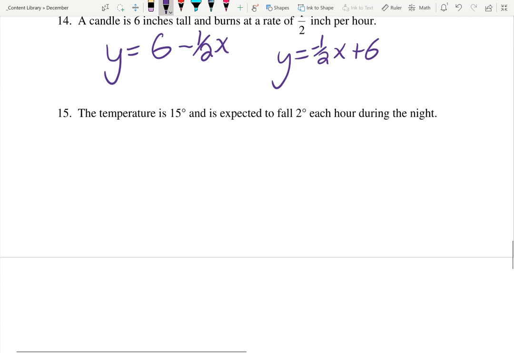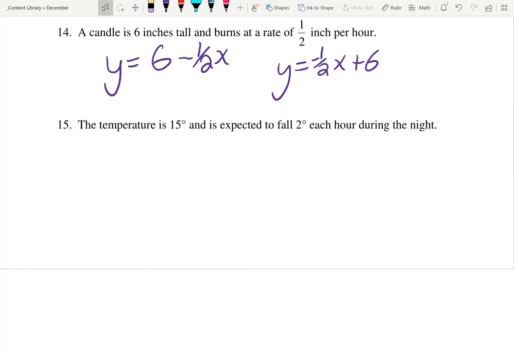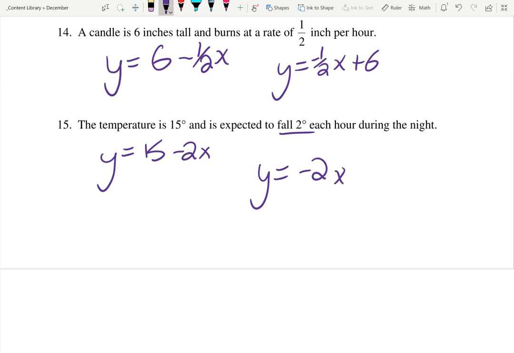That works as well. And then number 15, the temperature. Temperature is 15 degrees and is expected to fall 2 degrees each hour during the night. So again, we're decreasing. So if you write it like number 14, sort of use your instinct, right? You would say, hey, we're at 15, but then we subtract 2 every hour. So 15 minus 2x. 15 degrees now, and then subtract 2 every hour. Again, you can also write it the other way around, negative 2x plus 15. That would work as well.